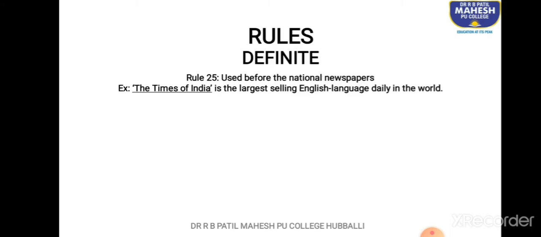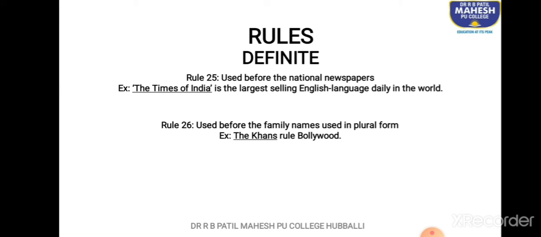Rule number 25. Definite article is used before the national newspapers. Please mind you, the national newspapers, not the local newspapers, national newspapers. So example, the Times of India is the largest selling English language daily in the world. So the Times of India is a national newspaper here. So the has to be put before Times of India.